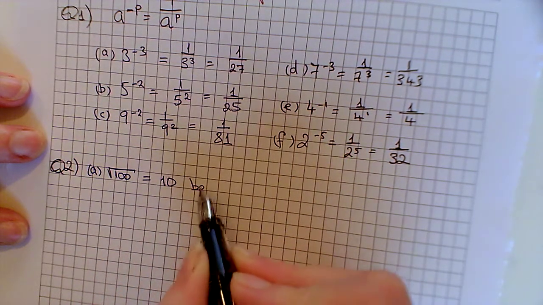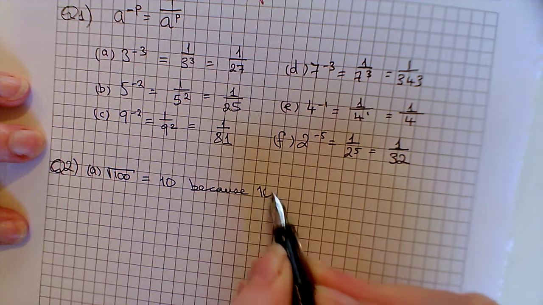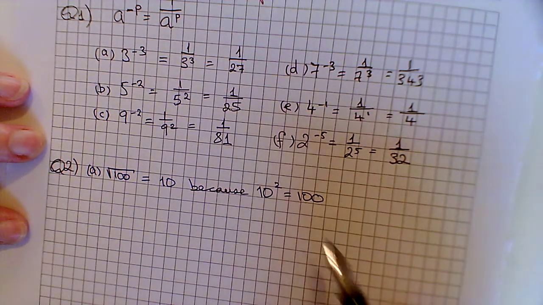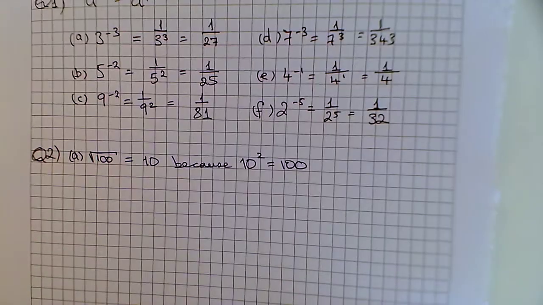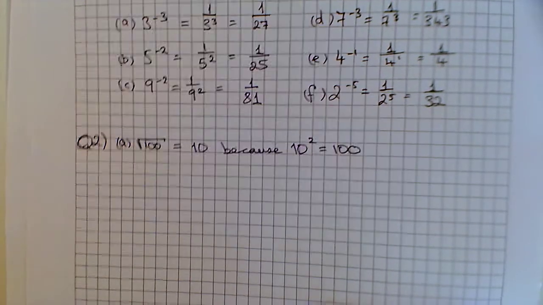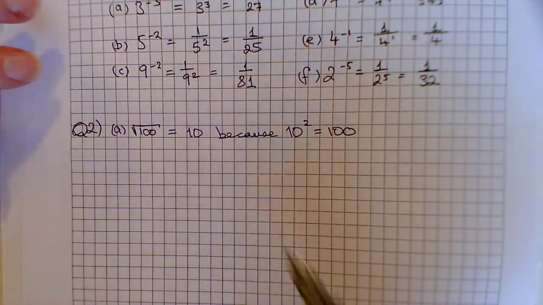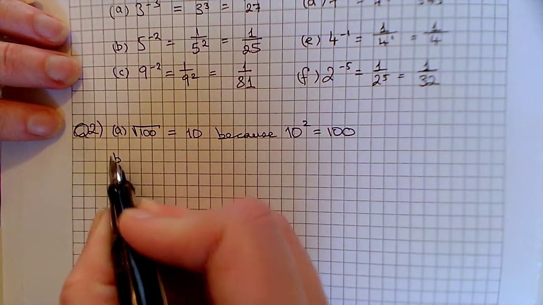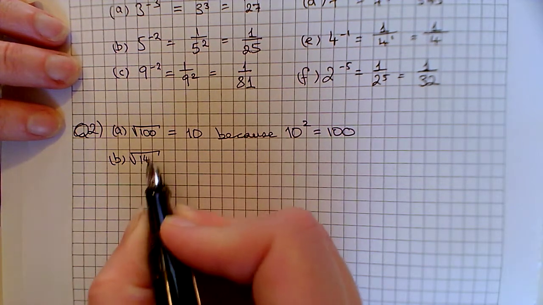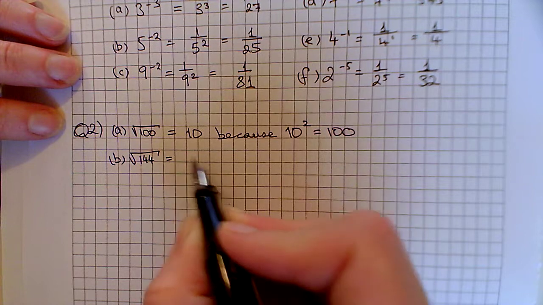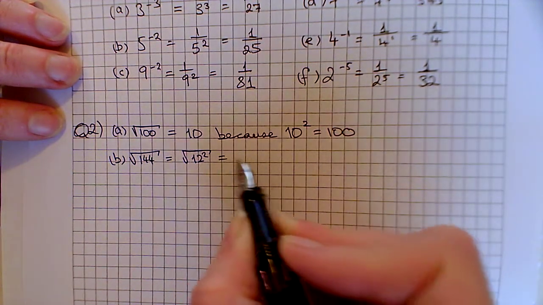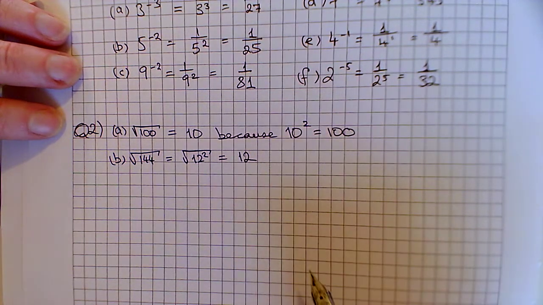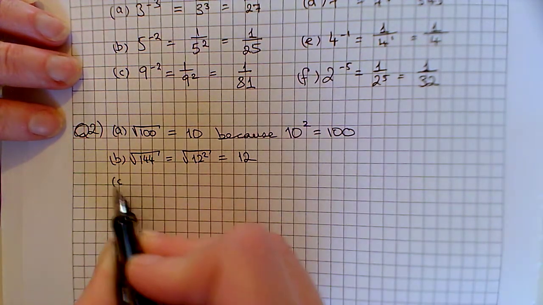We know that's 10 because 10 to the power of 2 is equal to 100, and a power of a half, or a square root and a square, are the opposite of each other, so they cancel each other out. That's what we're doing there. Okay, the next part then, part B, the square root of 144. That's the square root of 12 squared, because 144 is 12 squared, so that's just 12. So these are ones we would be expected to know.